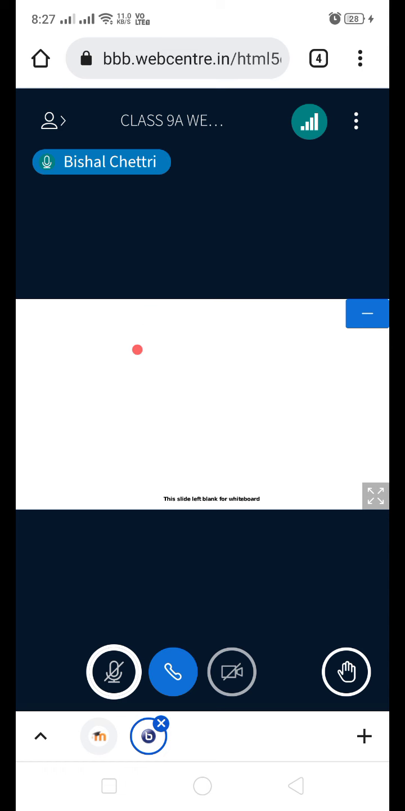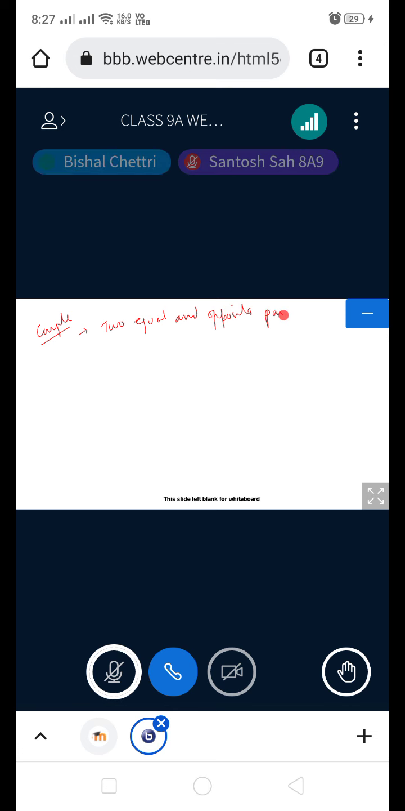Now, see, what do you mean by couple? Couple means two equal forces in opposite directions, parallel forces, not acting on the same line.